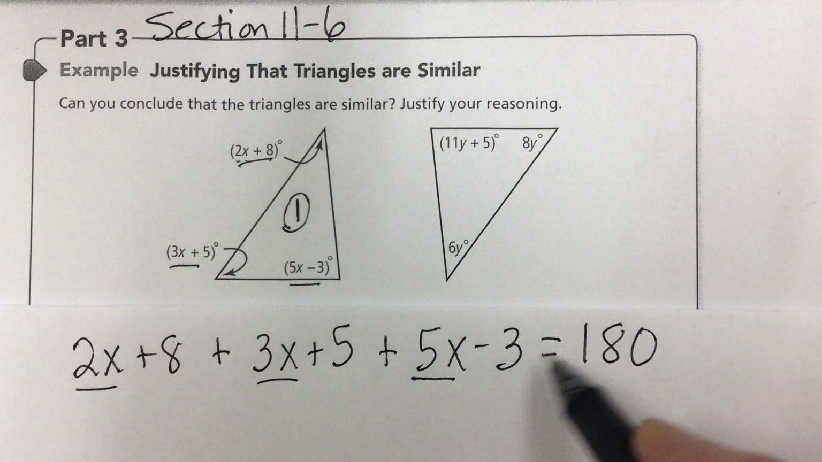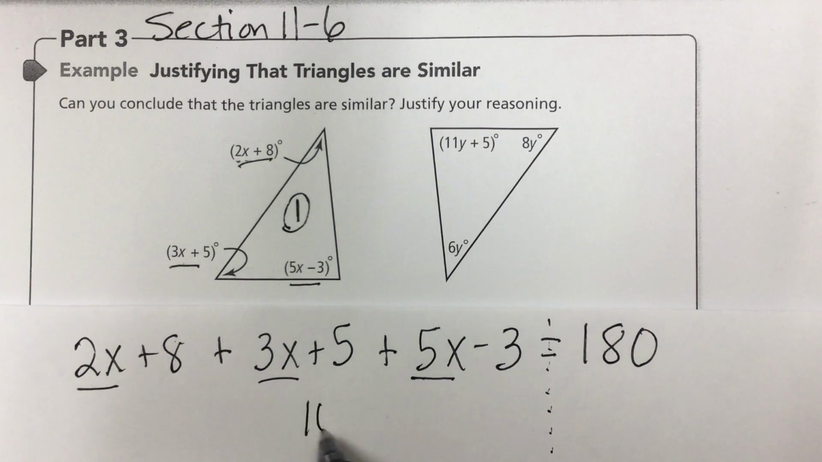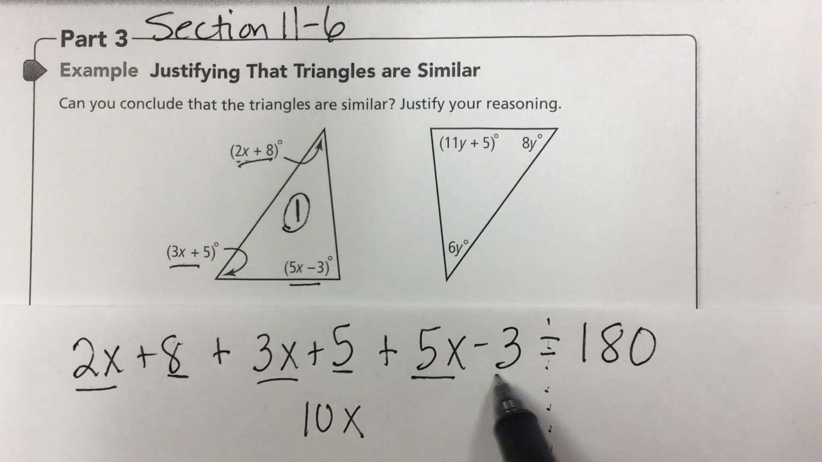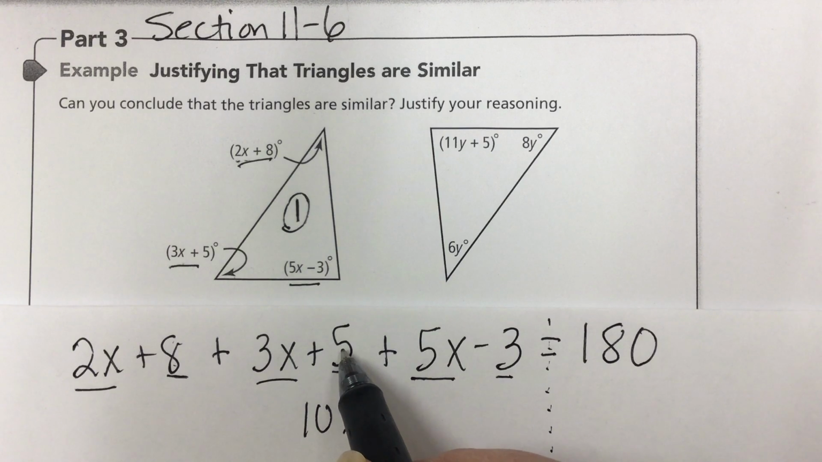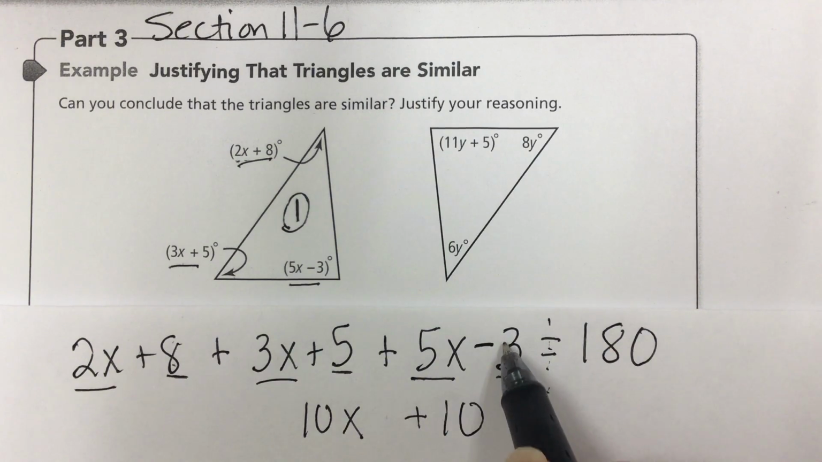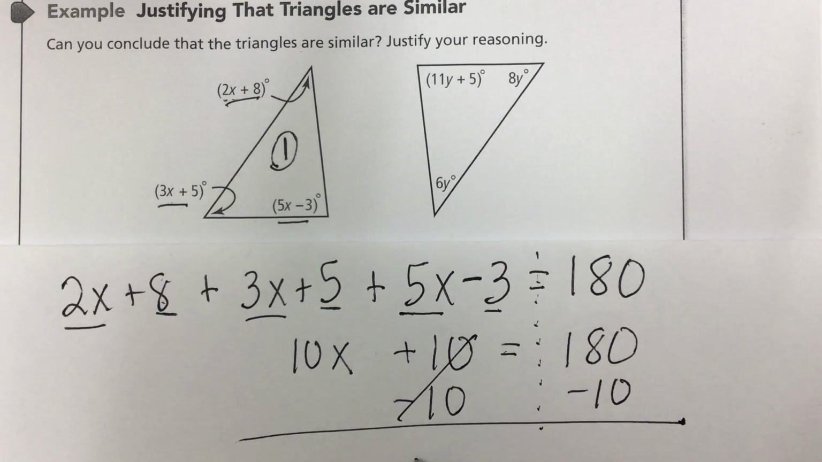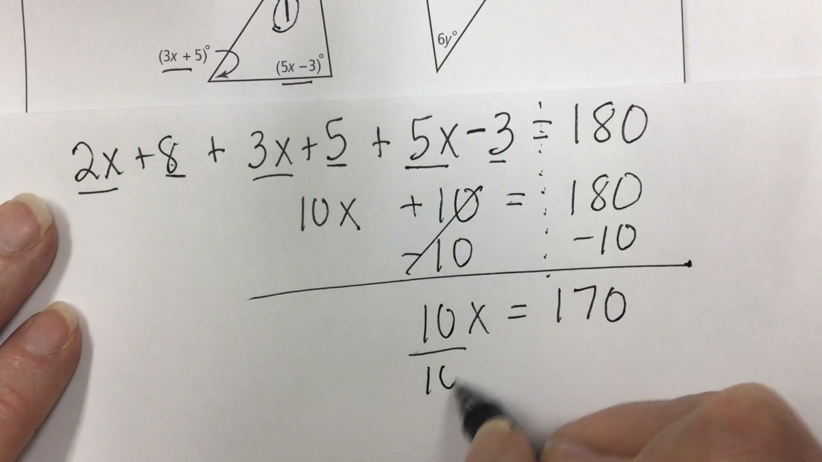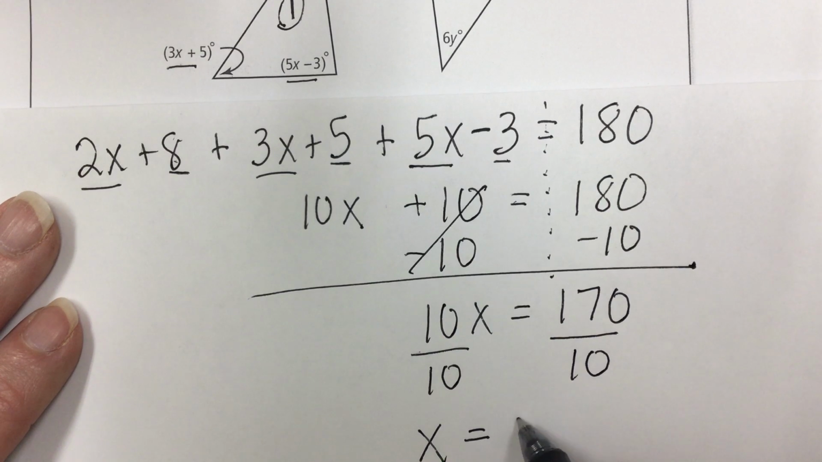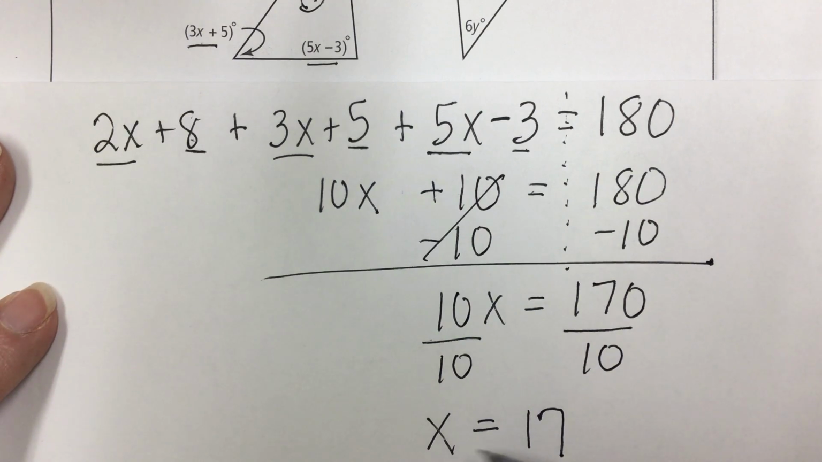Let's combine x's. Remember, here's your equal sign, so let's combine on the left side. 2x plus 3x is 5x, plus 5x gives you 10x. Now let's combine my constants. 8 plus 5 is 13, and 13 minus 3 is 10. So 10 equals 180. Continue solving. Subtract 10 from both sides. The 10's cancel. I end up with 10x is equal to 170. Divide both sides by 10, x equals 17. So the value of x is 17.